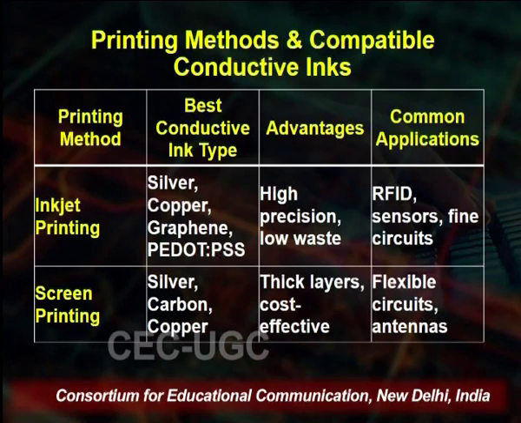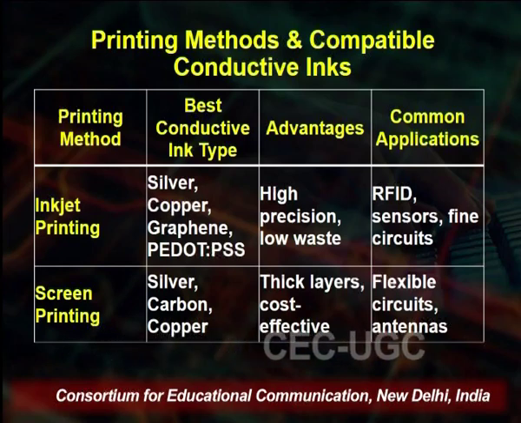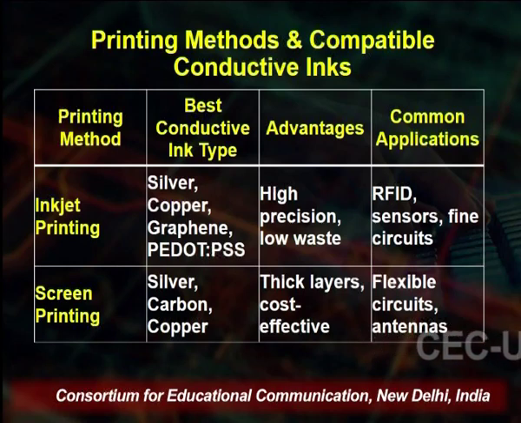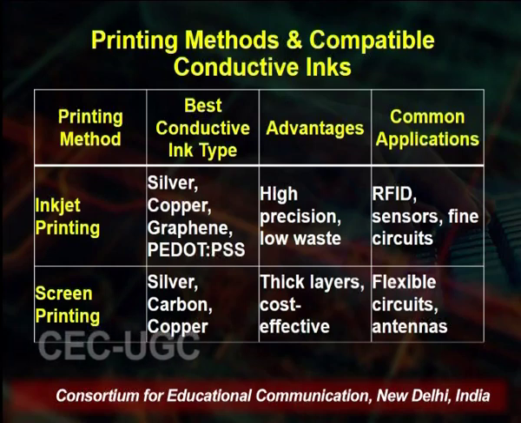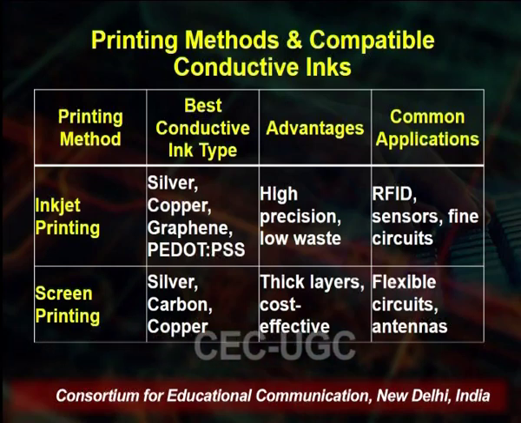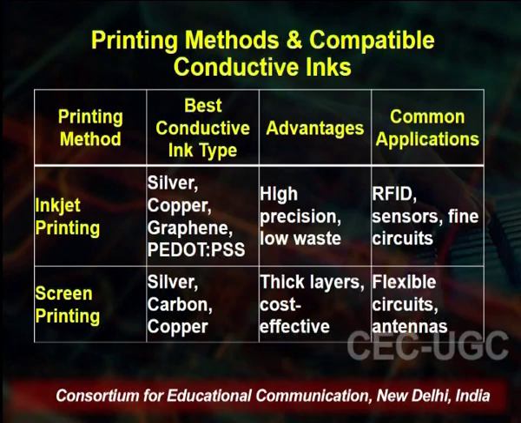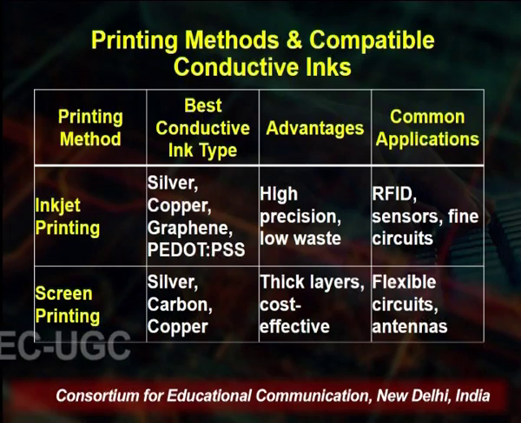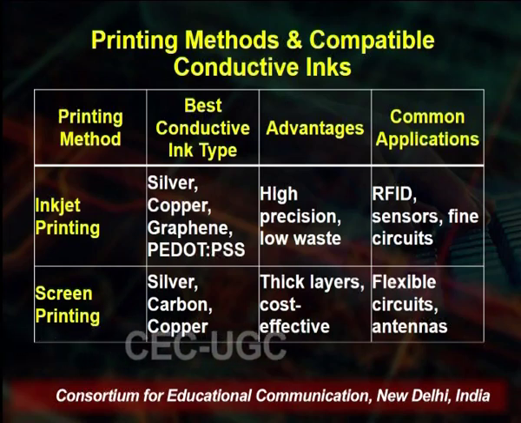Moreover, common applications, as we already discussed, are RFID sensors and fine circuits that we can prepare. Similarly, we can use this ink for screen printing also. Silver, carbon and copper are used for screen printing, with thick layers, cost effective, and we can prepare flexible circuits and antennas using this.